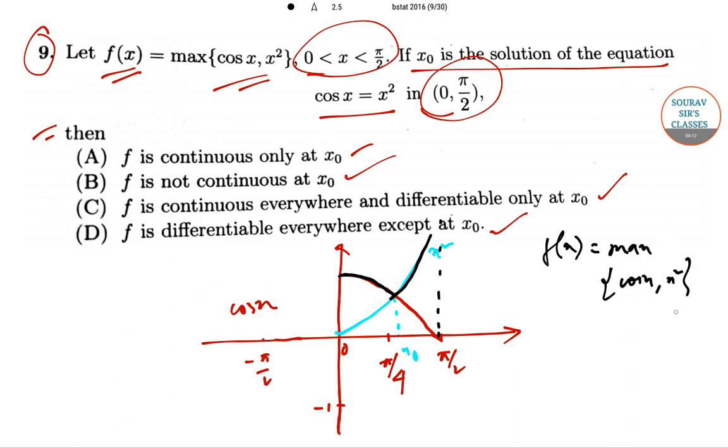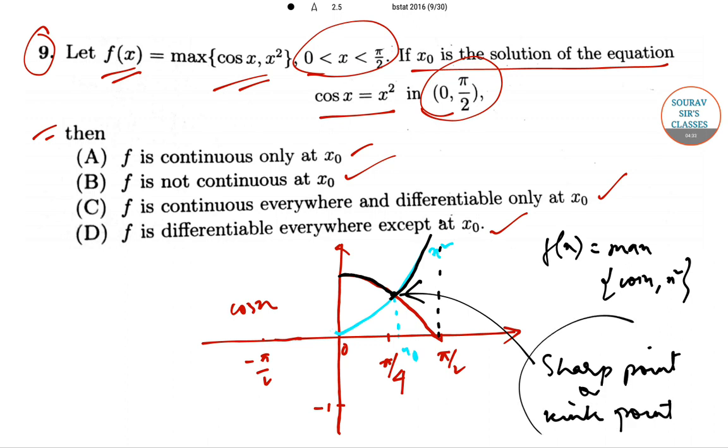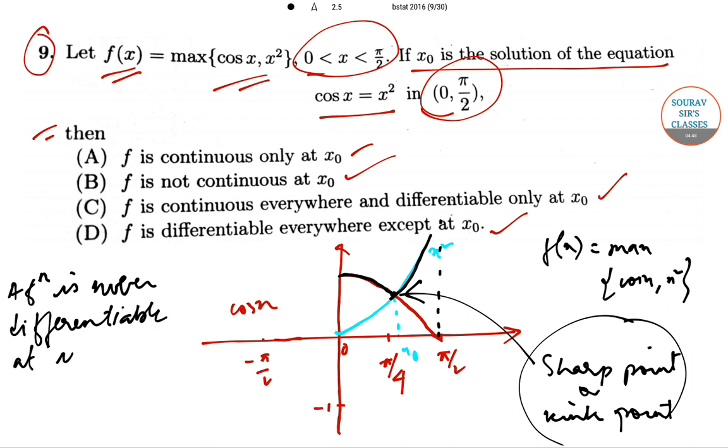As you can see, f is continuous between 0 to pi by 2, but at the point where x is equal to x0, we see that this is a sharp point, or we can also call it a kink point. A point that has to be remembered always is that a function is never differentiable at its kink point or sharp point.